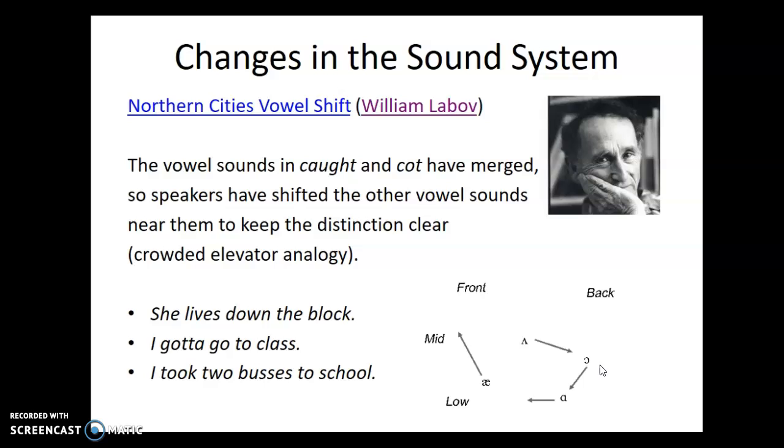And if you listen to the video about Northern Cities Vowel Shift, you can actually hear samples of people from the Buffalo, New York area who pronounce those vowels in that way. And I definitely grew up hearing people use those pronunciations too, especially on the south side of Chicago where I'm from. And so it's kind of an interesting phenomenon that over time, these changes gradually take place and create these major shifts or language changes.